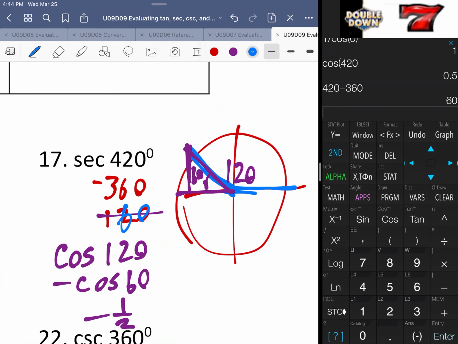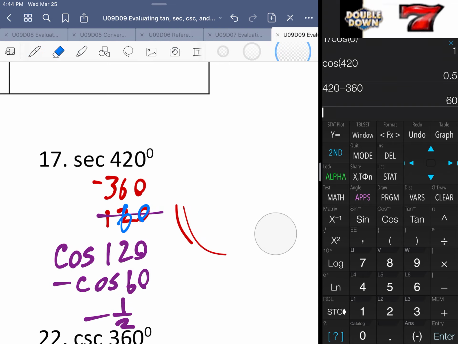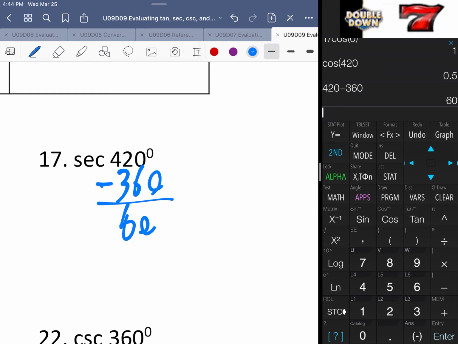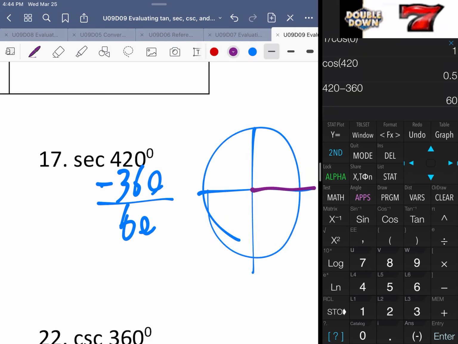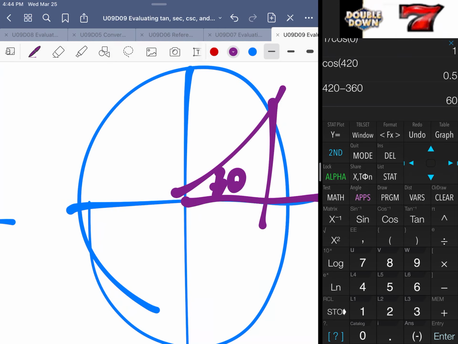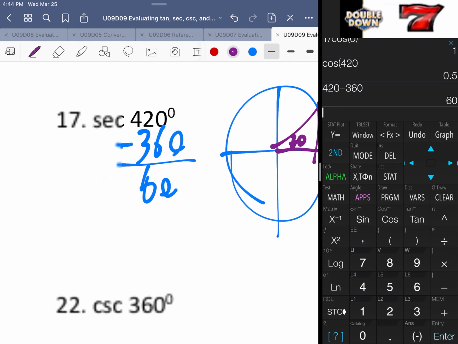So on my diagram, let me erase this part. I'll erase this whole one. So we're just going to redo problem 17 real quick. If we subtract 360, we get 60. So our coterminal angle is actually 60 degrees, which is over here. So our reference angle is also 60 degrees. This is our reference angle and our coterminal angle at the same time.